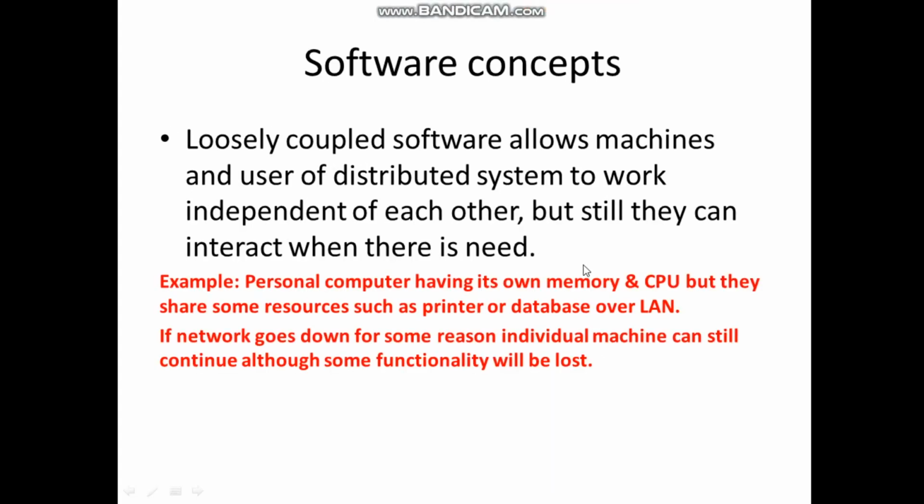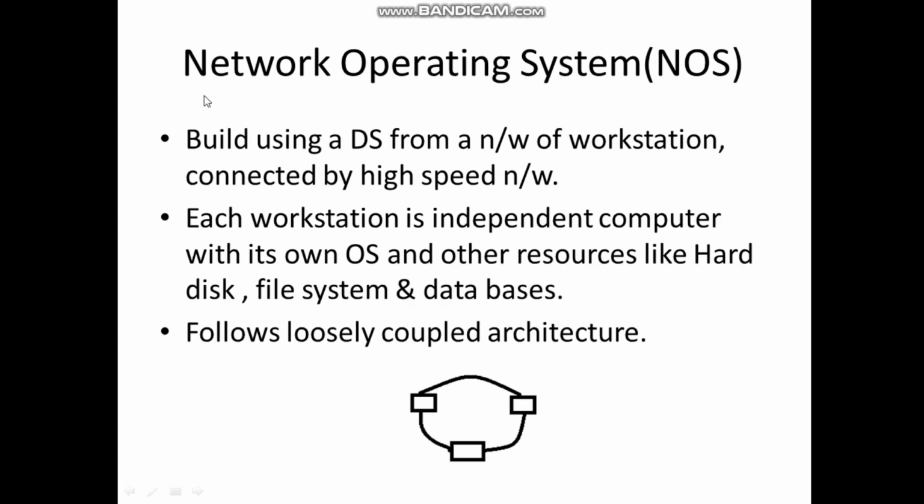Next we have software concept. Loosely coupled software allows the machine and the user of the distributed system to work independent of each other, but they still can interact when there is a need. Example: the personal computer having its own memory and the CPU, but they share some resources such as printer or databases over the LAN. If the network goes down for some reason, individual machine can still continue, although some functionalities will be lost.